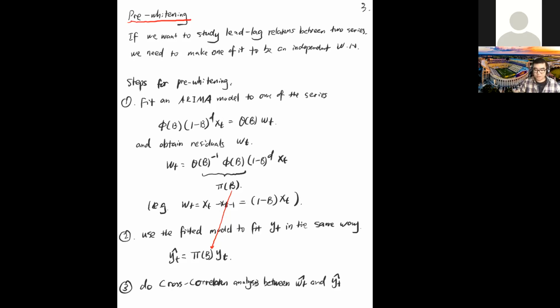All right. Then we can do the cross correlation analysis between WT hat and YT hat, and we can determine which lags we want to use to predict YT hat. All right, so any questions about the pre-whitening, both the logic of the pre-whitening and the steps of the pre-whitening?